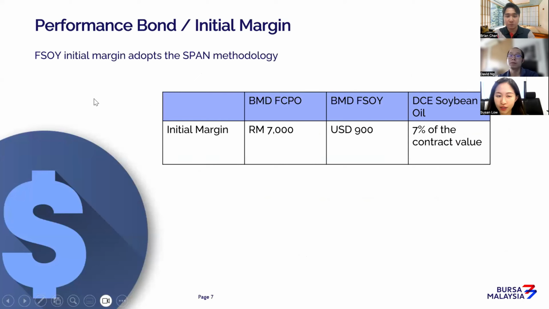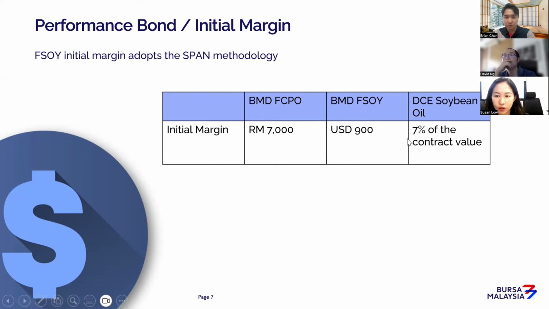When it comes to performance bond margin requirement, FSoy's initial margin adopts the SPAN margin methodology like all the other BMD products. The initial margin for FSoy is currently at 900 US dollars, compared with the FCPO, which is 7,000 ringgit. Compared to CPO, this is quite a low margin product to trade. So for traders, it's also a good opportunity.